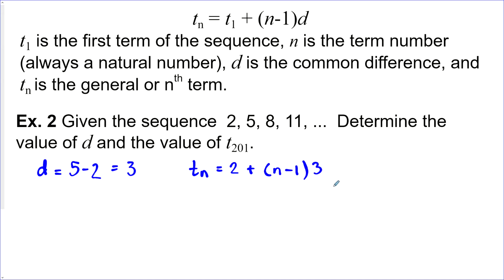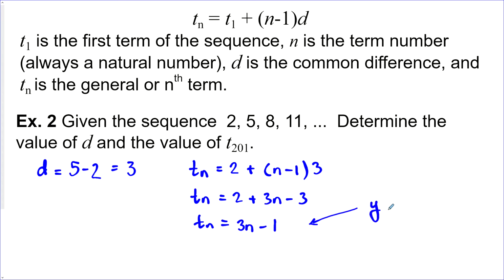And this looks fine. Again, we can rewrite this if we want. So I could write it like Tn is equal to 2 plus 3n minus 3. And this simplifies to 3n minus 1. Now, this looks a lot like y equals mx plus b. So keep that in mind. That will be helpful in thinking about these arithmetic sequences.